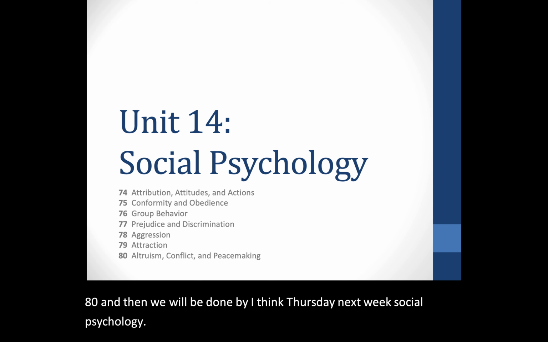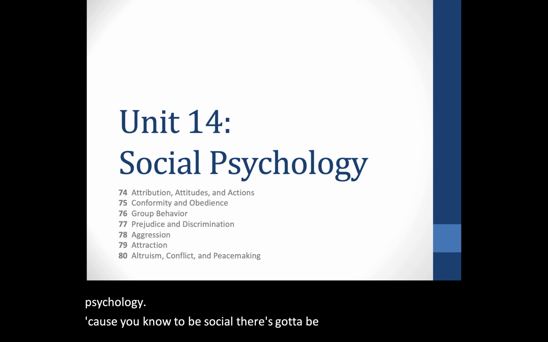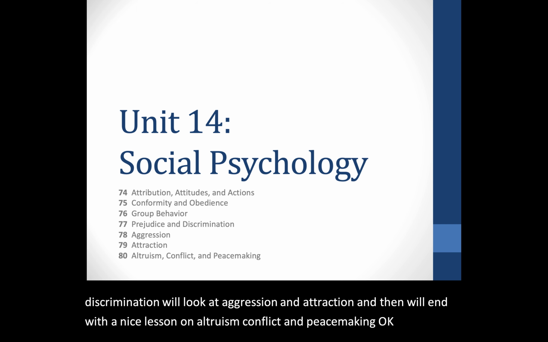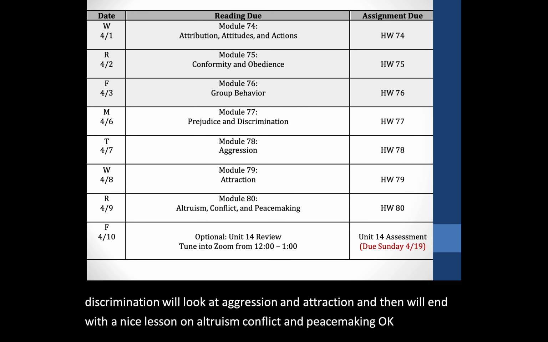Because to be social, there's got to be multiple people there. So we're going to talk about attribution, attitudes, and actions today, what those are, conformity and obedience, behavior in groups, prejudice and discrimination. We'll look at aggression, then attraction, and then we'll end with a nice lesson on altruism, conflict, and peacemaking. Okay, and then we will be done with all the material. So just a little breakdown of that. Okay, these are the same order, right?